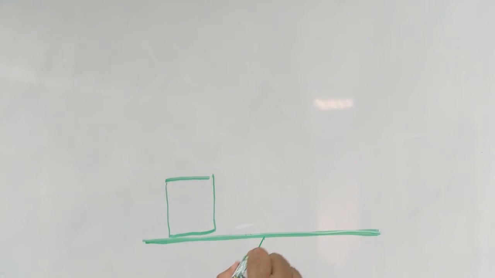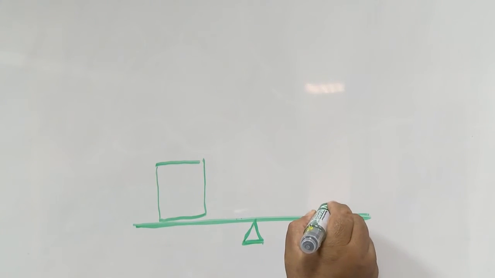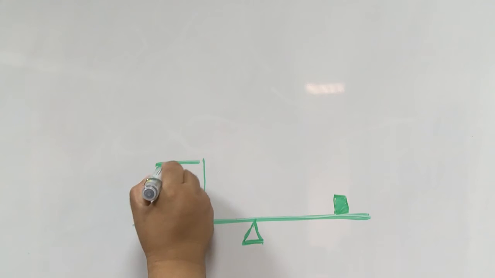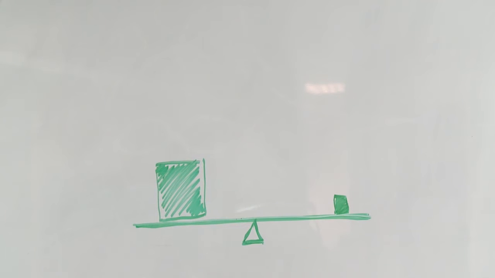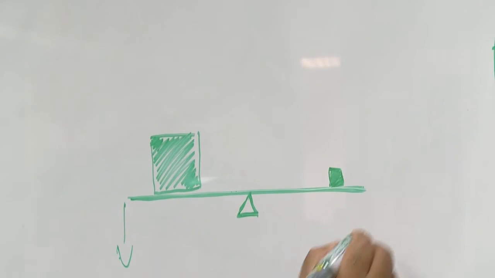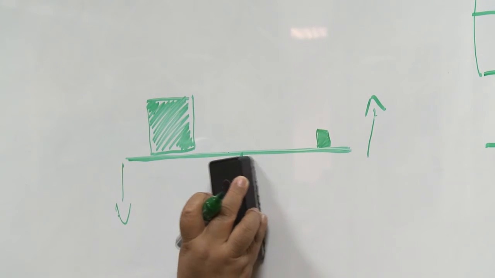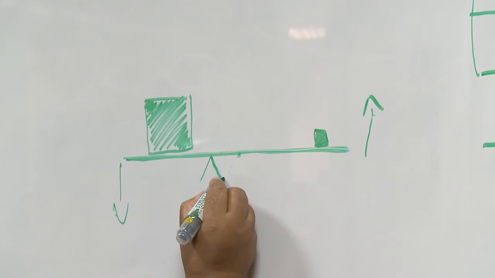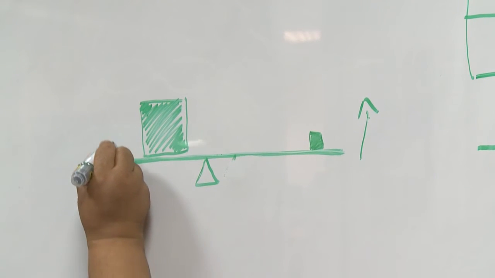Okay, let's look at another one. Let's have a big box on the right side of the balancer and a small box on the left side of the balancer. We shade it and you can see that it's not balanced. The big box will go down and the small box will definitely go up. So it's not balanced. How do we balance it? We move the balancer towards the big box so that it can be balanced.